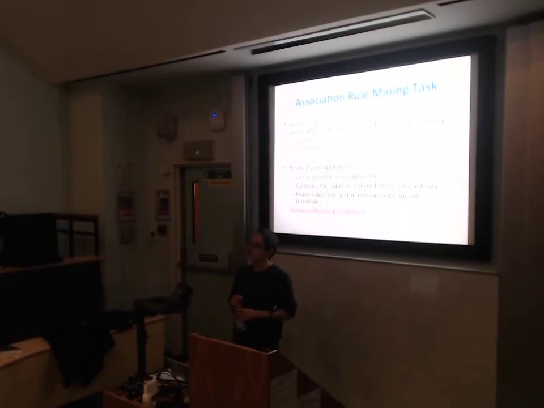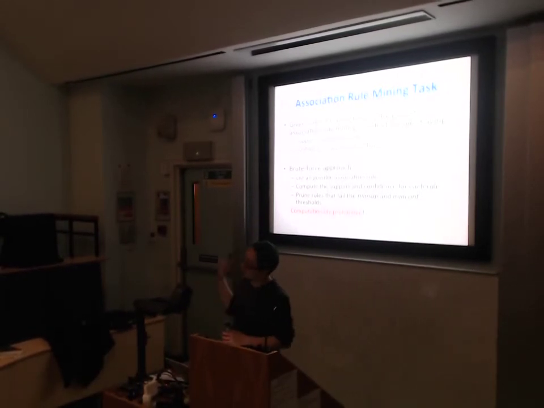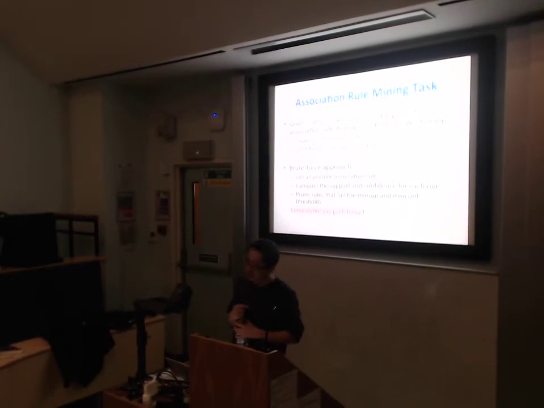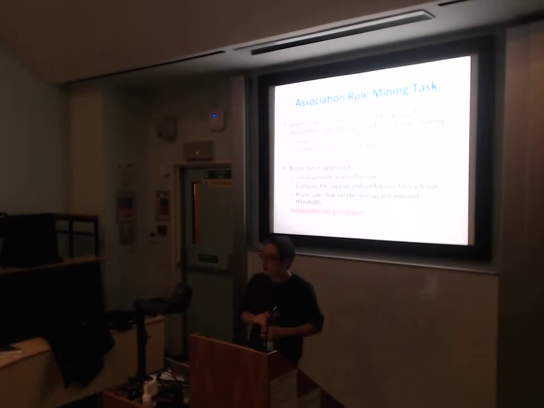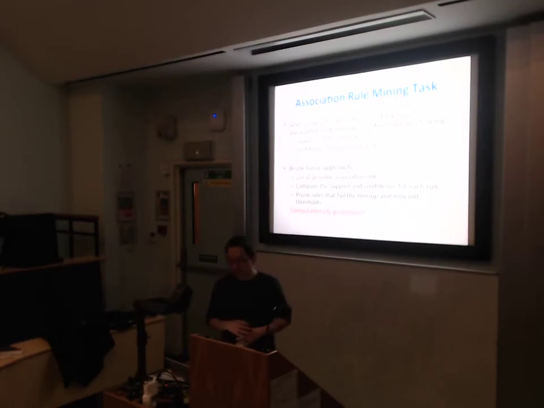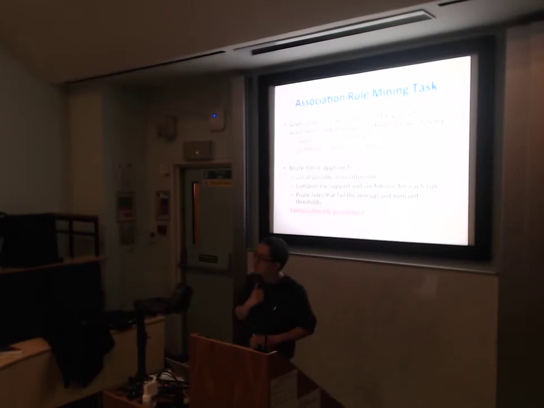Why is it difficult? You just calculate two probabilities, the joint probability and the conditional probability, right? And you measure whether they are big enough, but that's it. However, given the large amount of data, it's very difficult because, number one, you need to list all the possible association rules.